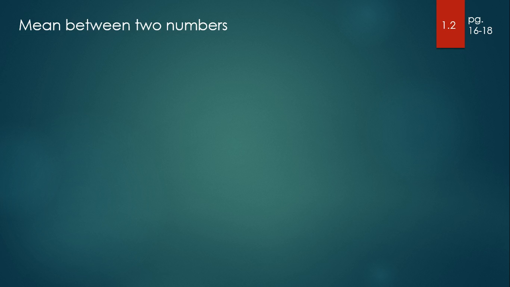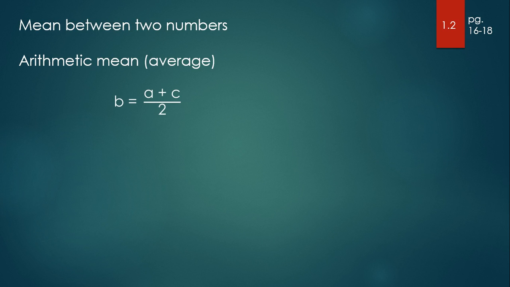Our last topic is means, and what we're looking at here is a mean between two numbers. The first mean that we're going to talk about you no doubt have used already. The arithmetic mean is also called the average. So you know that when you average two numbers together, you add them together and divide by 2. That's how you find an arithmetic mean.